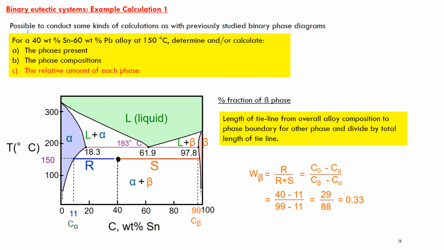Clearly, when you've got a two-phase system, both of those numbers should add up to 1 or 100%. So if you don't get a number that adds up to 1 or 100%, you know you've done something wrong.